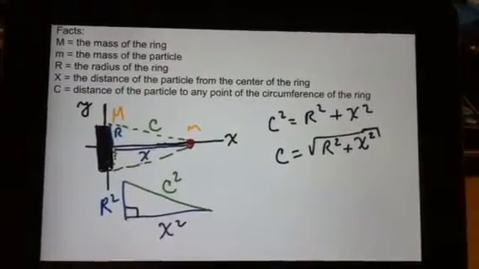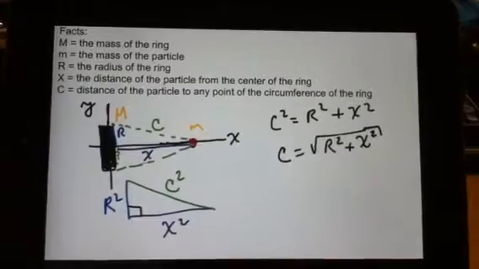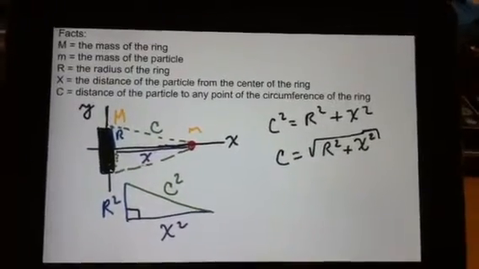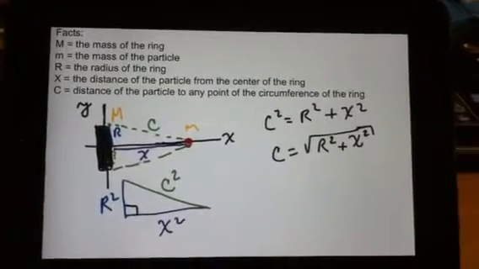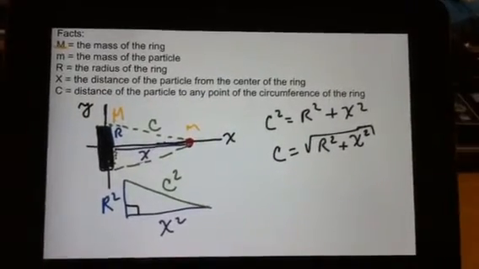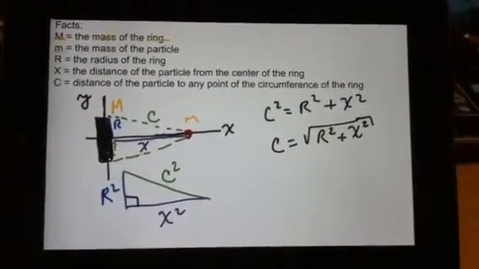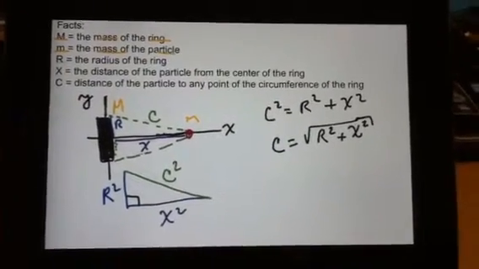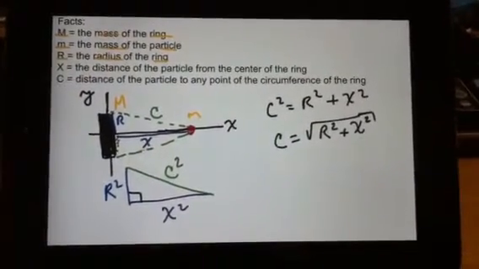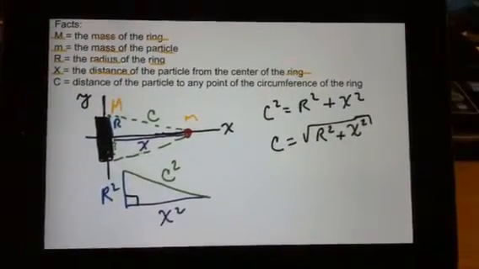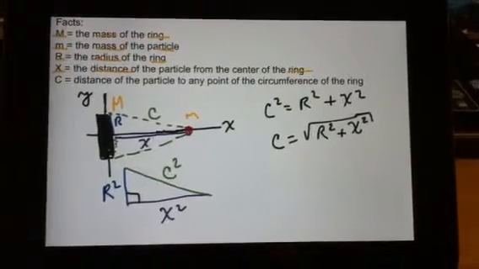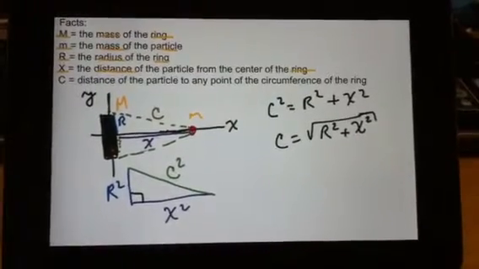Gravitational force that a ring has over a particle that's standing directly in front of it, perpendicular to the ring's center. So the facts are: capital M represents the mass of the ring, lowercase m the mass of the particle, capital R the radius of the ring, x represents the distance of the particle from the center of the ring, c represents the distance of the particle to any point of the circumference of the ring.